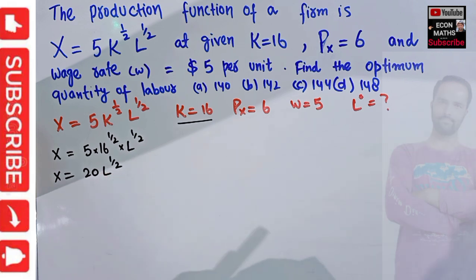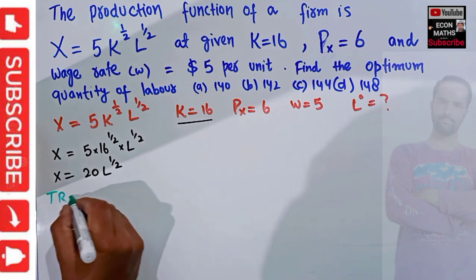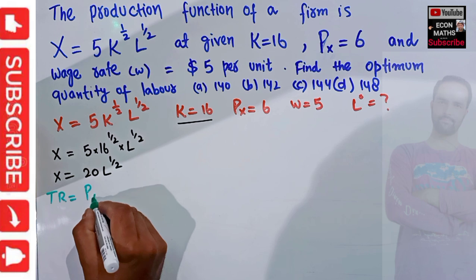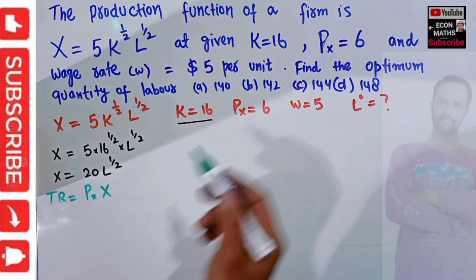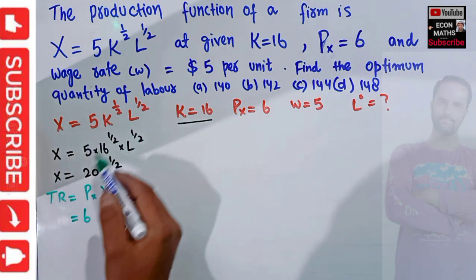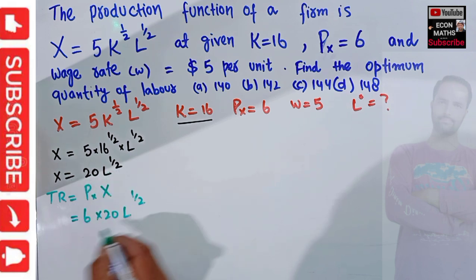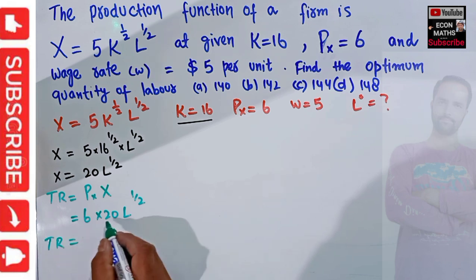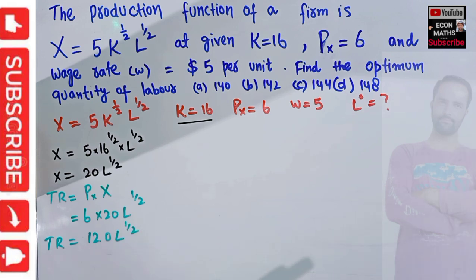Okay, now what will we do? First, we need to find out the total revenue. How do we find out the total revenue? Total revenue is simply equal to price of output, that is Px, into X. Price of output is 6, and X is this very production function, that is 6 into 20 L^(1/2). So our total revenue is equal to 6 twos are 12, that is 120 L^(1/2).